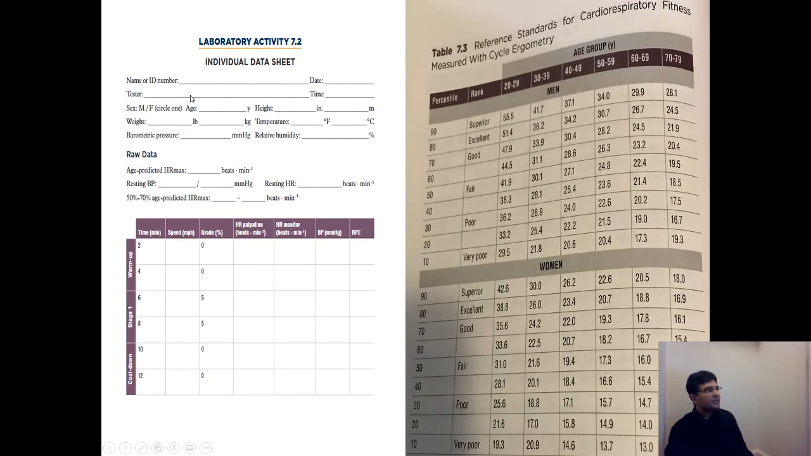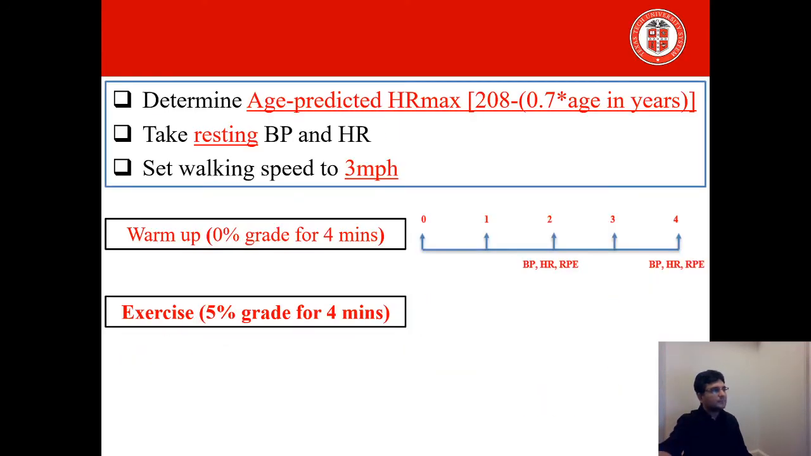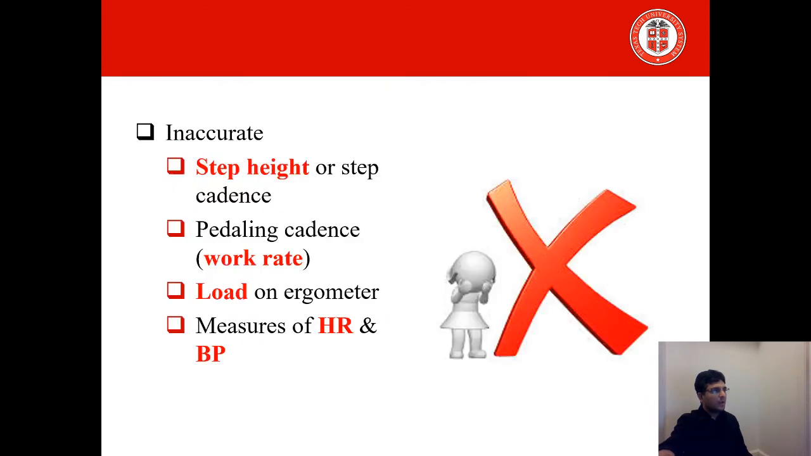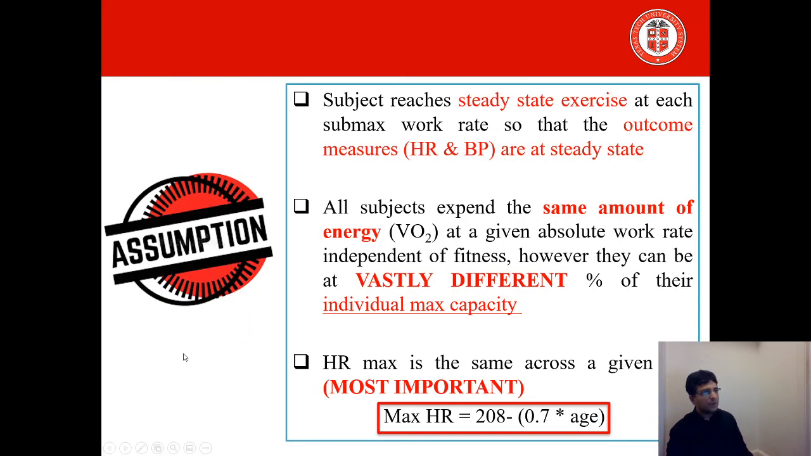For this data sheet, this is actually pretty simple. You will use the same age predicted heart rate max using the formula, which we have again talked about. If you're not sure of the formula, I could just go back and quickly let you know. Okay, this is the formula where you can find the age predicted heart rate using 208 minus 0.7 into age.